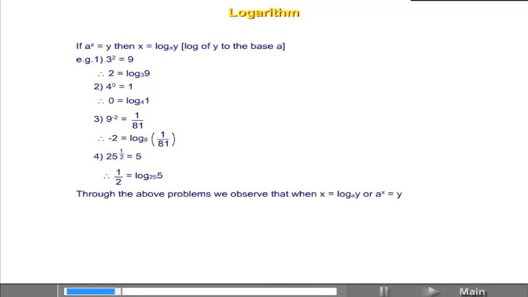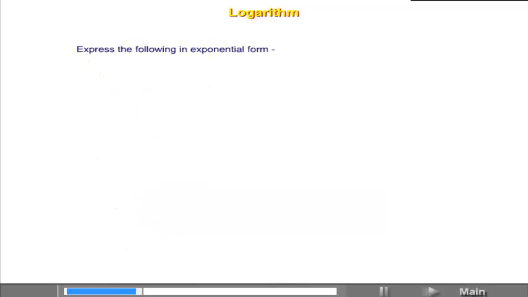Through the above problems, we observe that when x is equal to log of y to base a, or a raised to x is equal to y, we have: 1. y greater than 0. Second, a greater than 0 and a not equal to 1. Third, x is any real number.